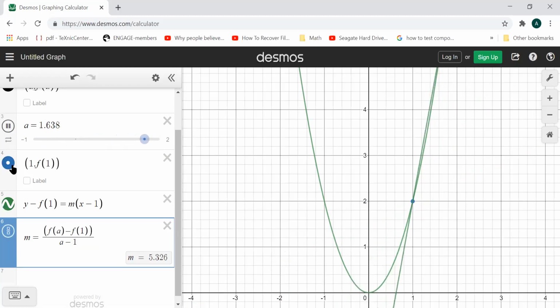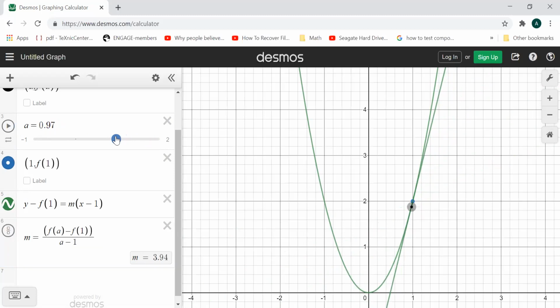And as we approach the tangent line, you can see that the slope, I'm going to try to stop it right there close to 1. There we go. Oops. A little closer to 1. Let's move it a little closer. There we go. That's very, very close to 1. And you can see that the slope here gets very close to, you probably guess, very close to 4.